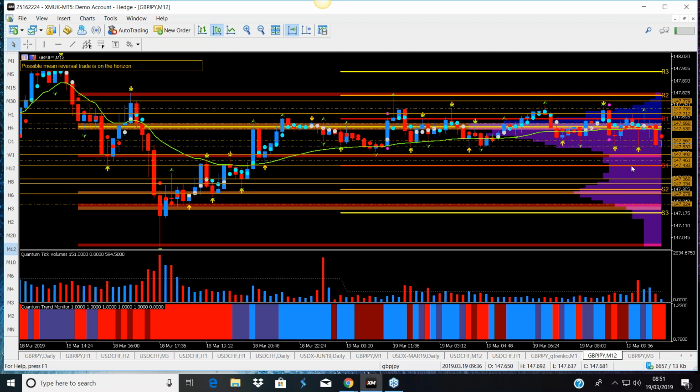Even the strong support lines that we have here from the price-based support and resistance, I've also got the S1 of the Camarilla.